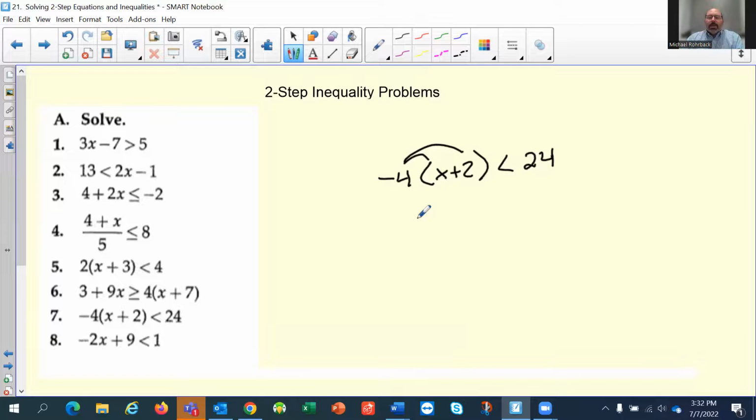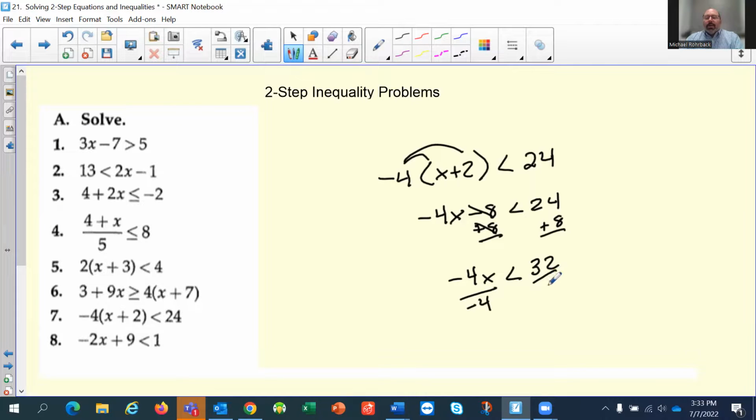So negative 4 times x is negative 4x, and negative 4 times 2 is negative 8, is less than 24. Now we can add 8 to both sides. We're not flipping the sign here because we're adding. No big deal. Those cancel. Negative 4 times x is less than 32 now. So here's where it comes into play that we're going to divide by a negative number. So if we divide by negative 4 and divide by negative 4, these are going to cancel out, and x is now going to be greater than 32 divided by negative 4, which is negative 8.